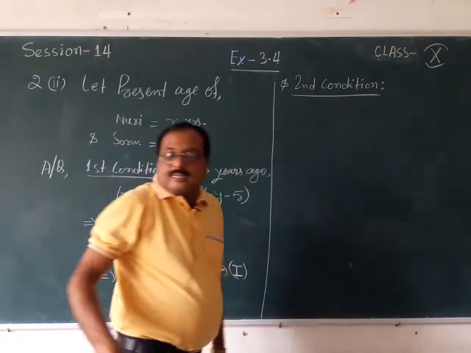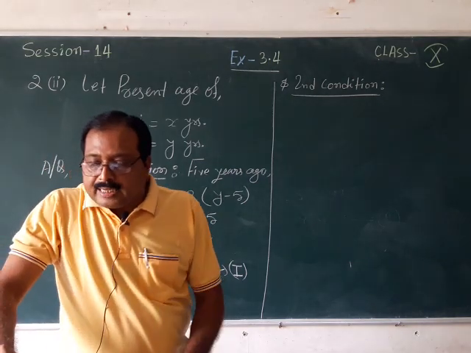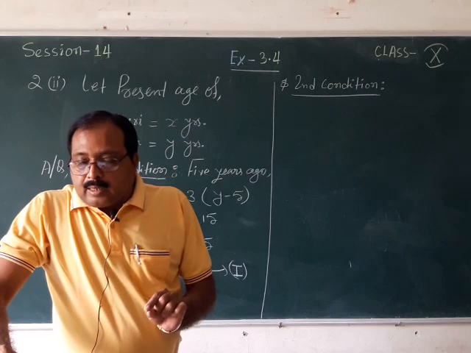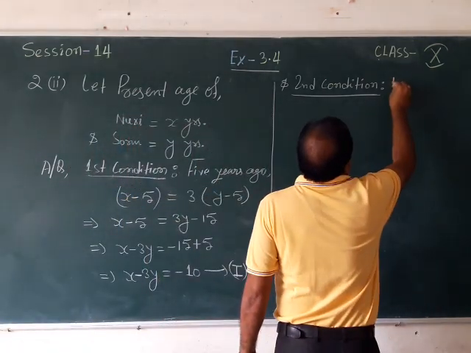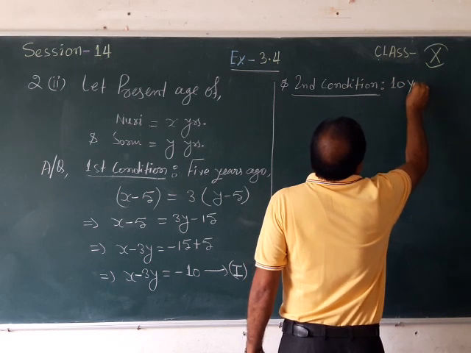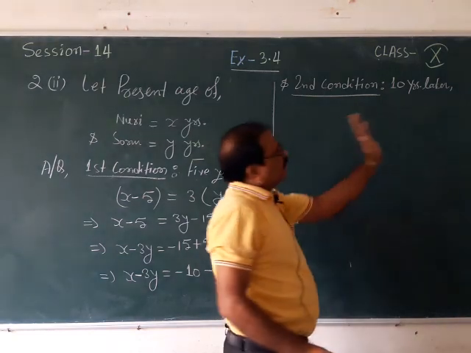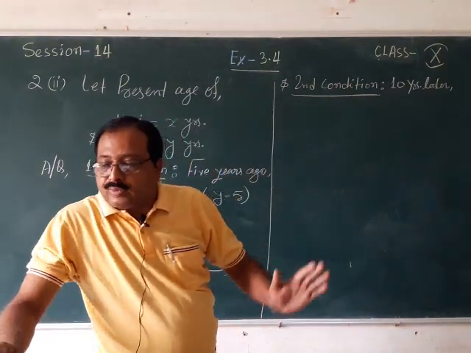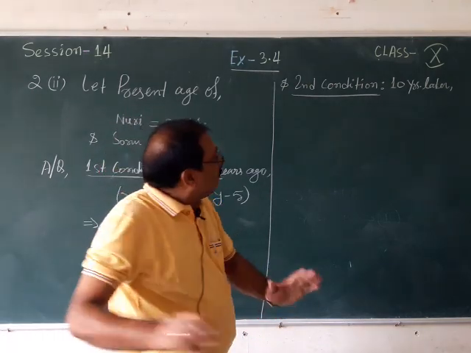So the second condition is that Nuri will be twice as old as Sonu 10 years later. So it is 10 years later, so we need to write here 10 years later. That means after 10 years. You can write after 10 years also, and after 10 years what happened? Nuri will be twice as old as Sonu.